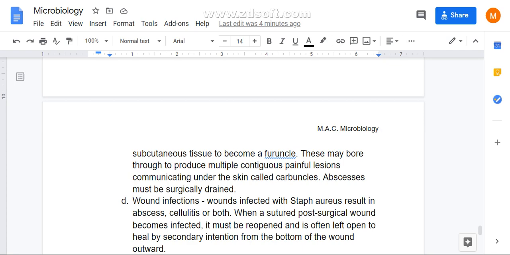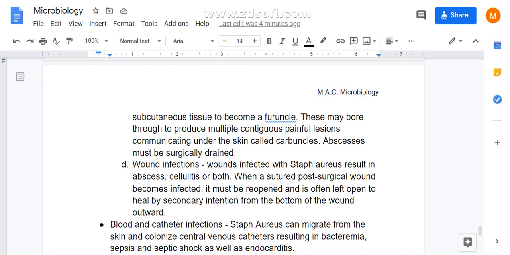Last of the skin infections, wound infections. If you have an open wound infected with Staph aureus, it can result in abscess, cellulitis, or both abscess and cellulitis. And when a sutured post-surgical wound becomes infected, it must be reopened and is often left open to heal by secondary intention, from the bottom of the wound up and outward.